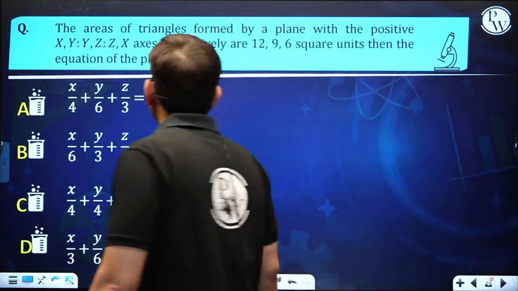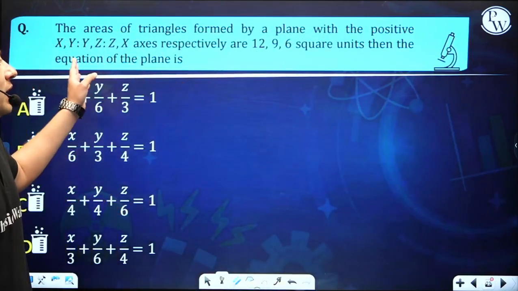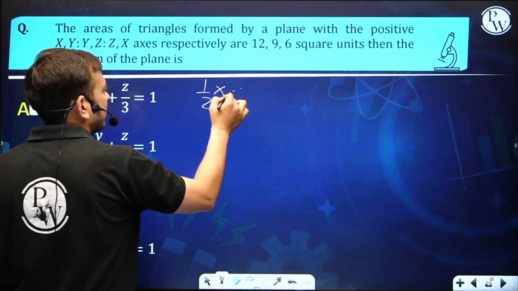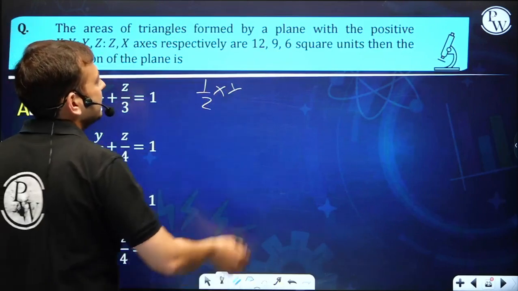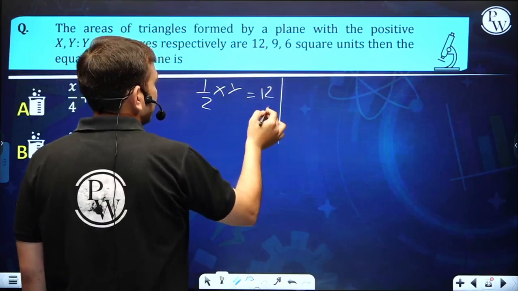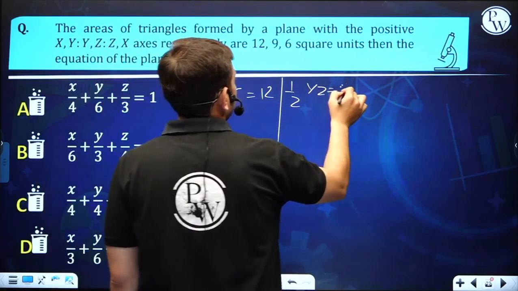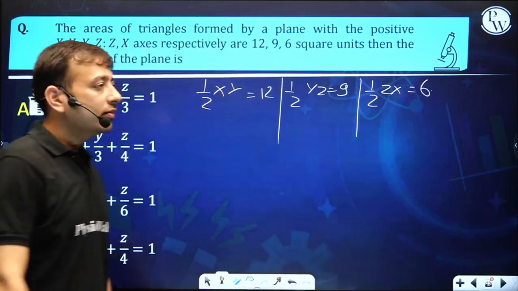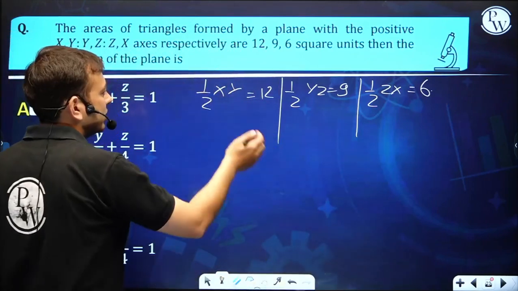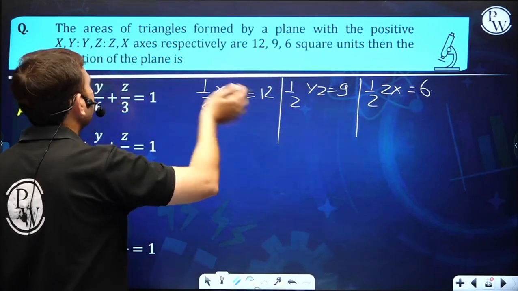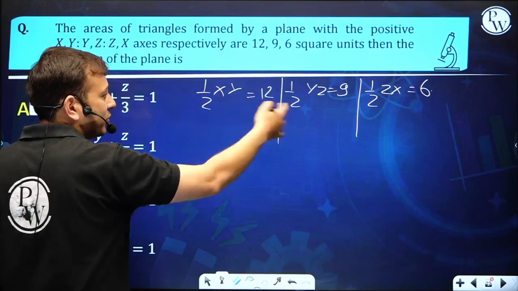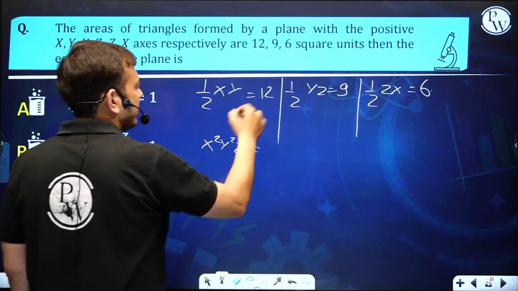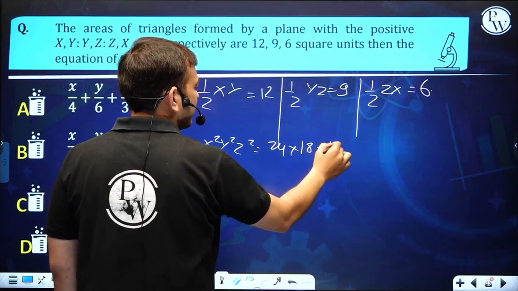Now, the area of the triangle formed by a plane with the positive X and Y. Now, if positive XY, so half XY is the area of the triangle. So that is given as 12. Half YZ is given as 9. Half ZX is given as 6. So what you can do is, if you multiply everything, it will become X square, Y square, Z square is equal to 24, 18 into 12.